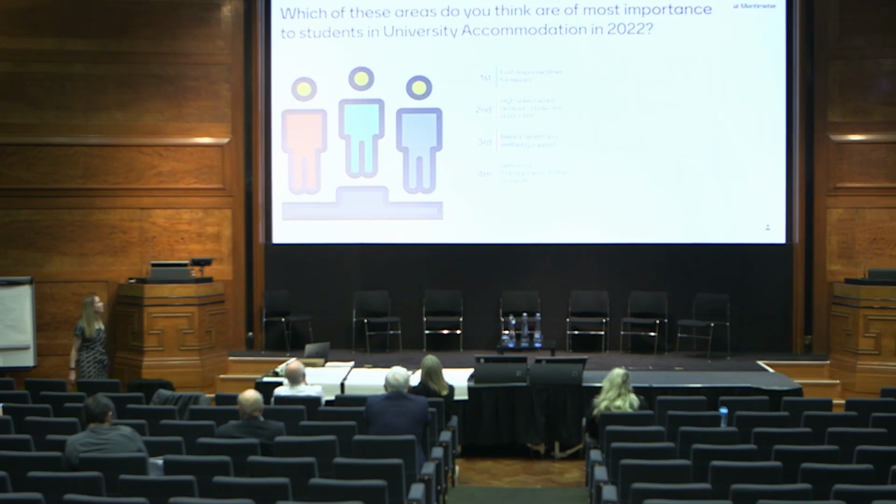There's 2. So which of these areas of the code do you think are most important to students in university accommodation in 2022? And I hope you're able to rate them 1st, 2nd, 3rd and 4th. This one may take a little bit more time to put in on your device.